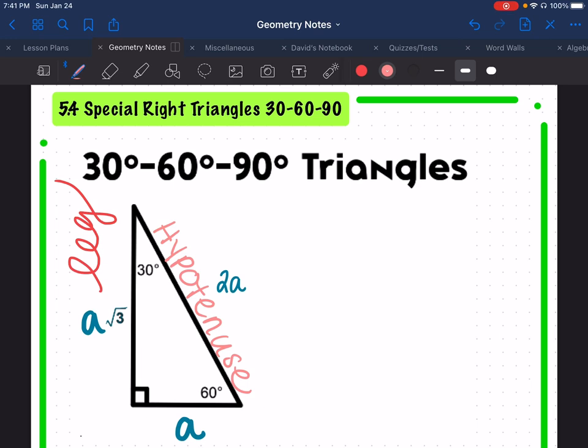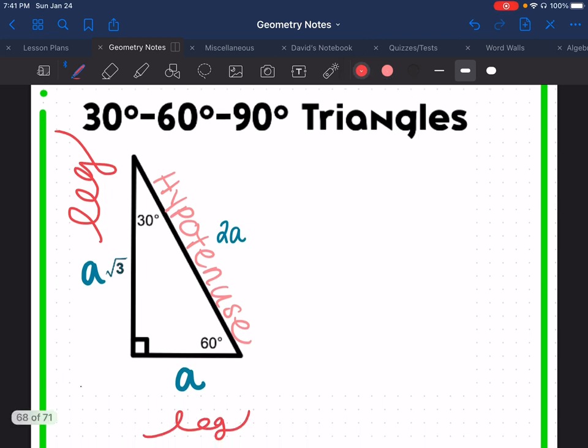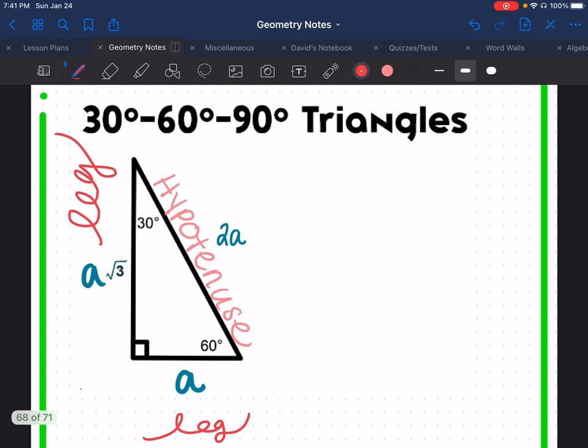my right triangle. Now, this triangle is not an isosceles triangle, so we have a short leg and a long leg. So I've gone ahead and I have labeled my two legs, but I have to find my short leg and I have to find my long leg.